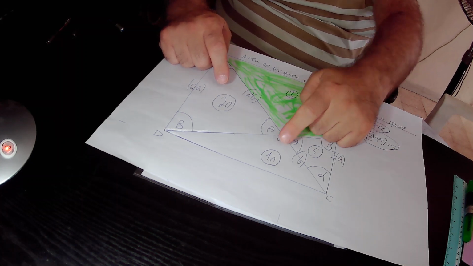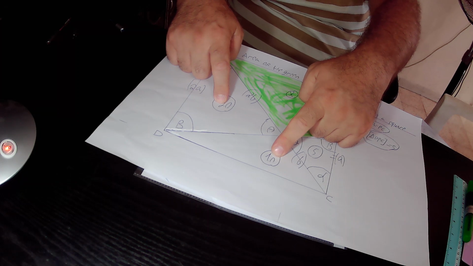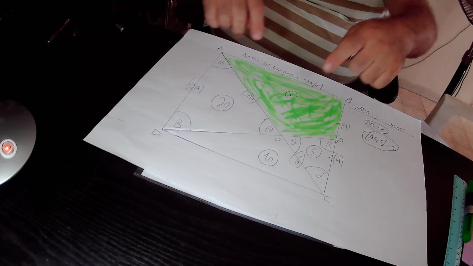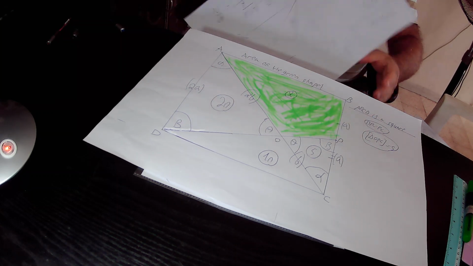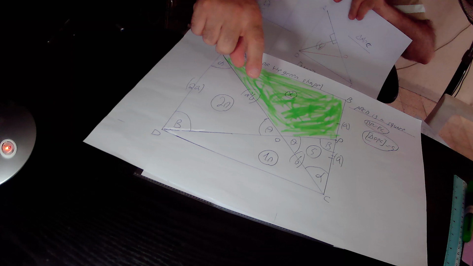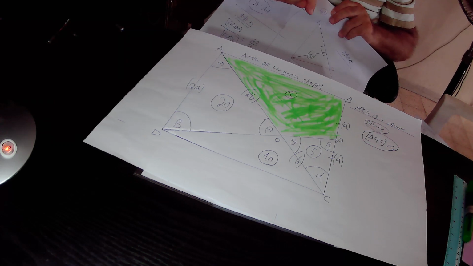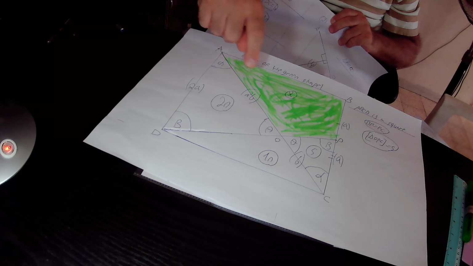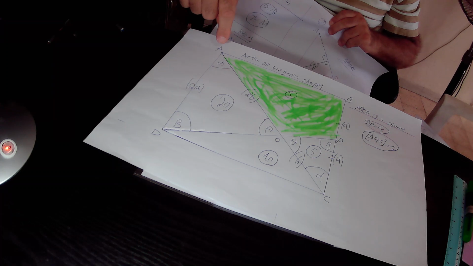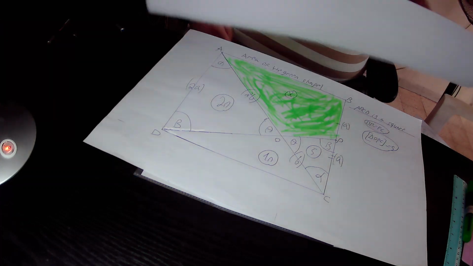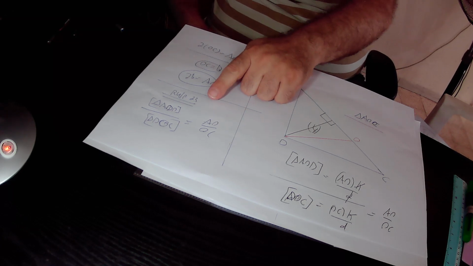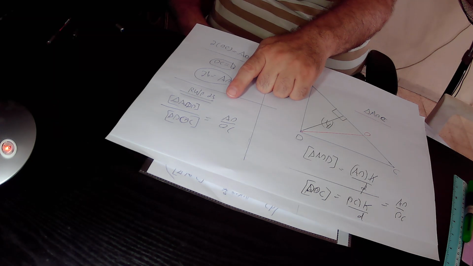According to Rule 23, the ratio between the areas of those two small triangles, the area of triangle ADO over the area of triangle ODC, is equal to the ratio between their corresponding bases. The base of triangle ADO is AO and the base of triangle ODC is OC. So the ratio between their corresponding bases is AO over OC. This equation is the implementation of Rule 23 in our drawing.